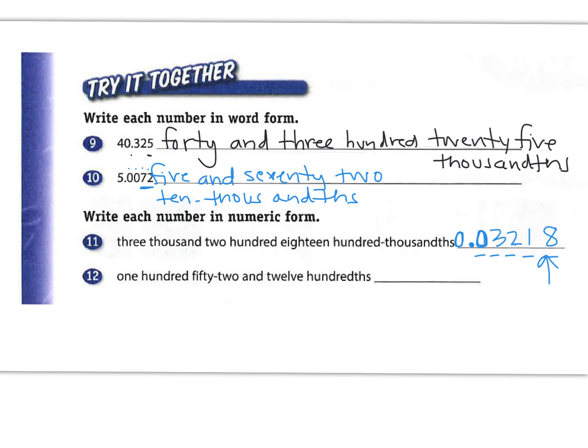Remember, use a place value chart. It is not a big deal to use a place value chart when you're getting into these small numbers in the 100,000ths. All right, 152 and 12 hundredths. So 152 and 12 hundredths. So this is the hundredths place.